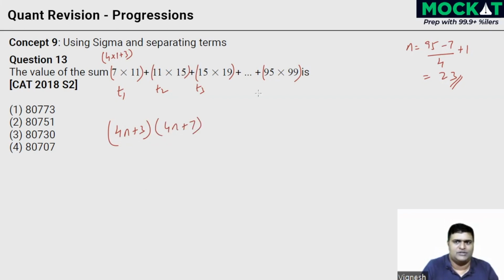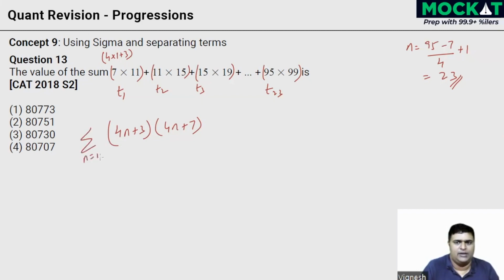So just try it out once if you want. Try it out for T23. I know that's my 23rd term. 4 into 23 is 92. 92 plus 3 is 95. 92 plus 7 is 99. Everything is perfect. It perfectly fits over here.